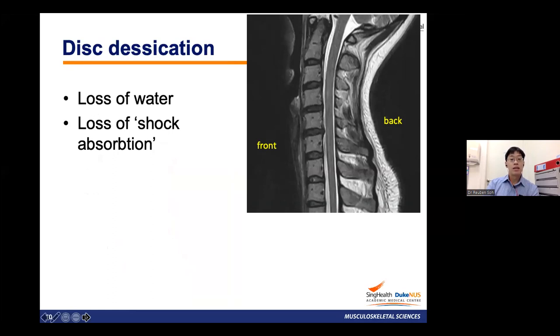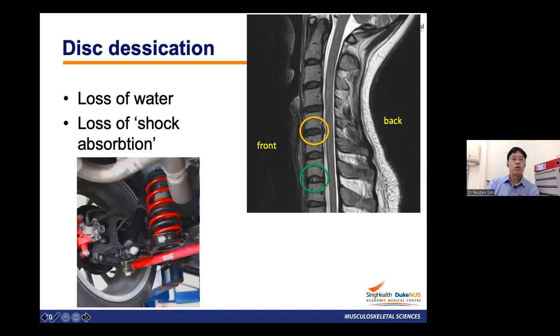In this desiccation, we see many of our patients having neck pain, and they practically tell you that the pain is worse after being at the desk for a while, maybe an hour or so. And this is due to the loss of water and the loss of the shock absorption capability of the disc. You can see here in orange that there is less water in this disc versus the whiter disc below, which is showing a more normal looking disc.